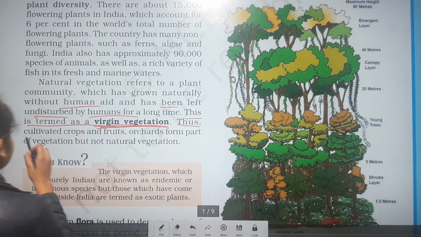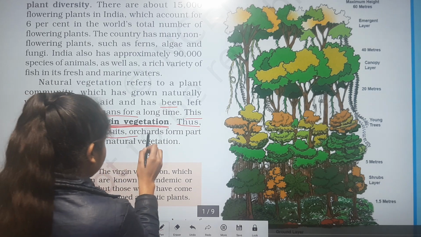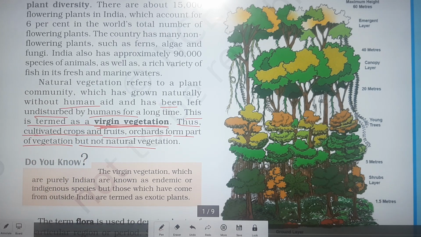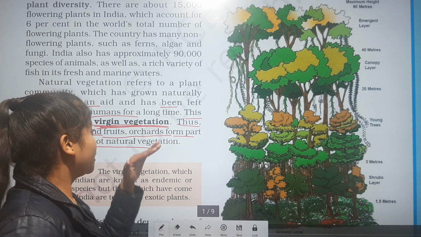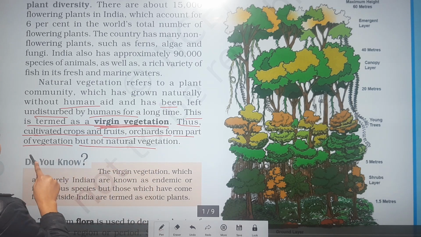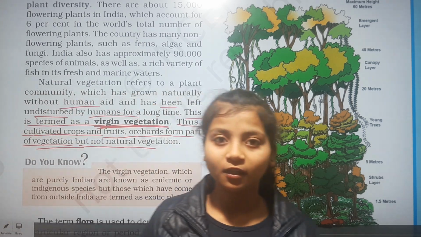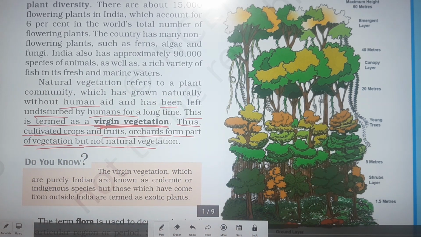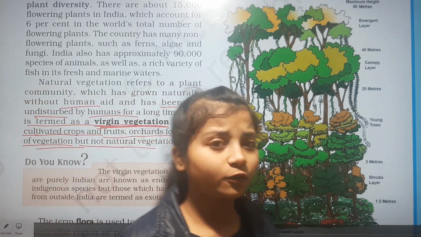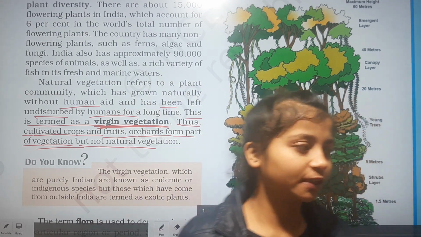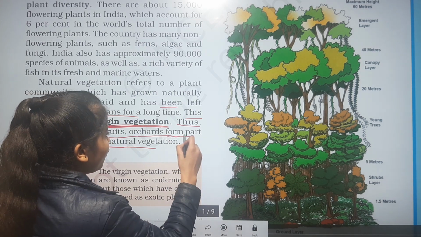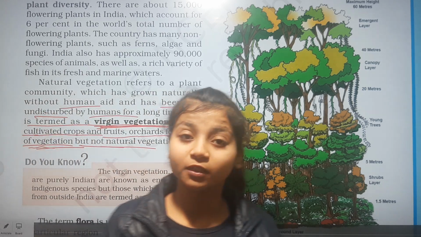Okay, thus cultivated crops and fruit orchards form part of vegetation but not natural vegetation. It means cultivated crops, fruits, and orchards form a part of vegetation but not natural vegetation, because if we sow the seed, then the fruit will grow. If we sow the seed of fruit or vegetable, the farmer sows the seed in the field, so the fruits or the vegetables grow. So here it forms part of vegetation but not natural vegetation.